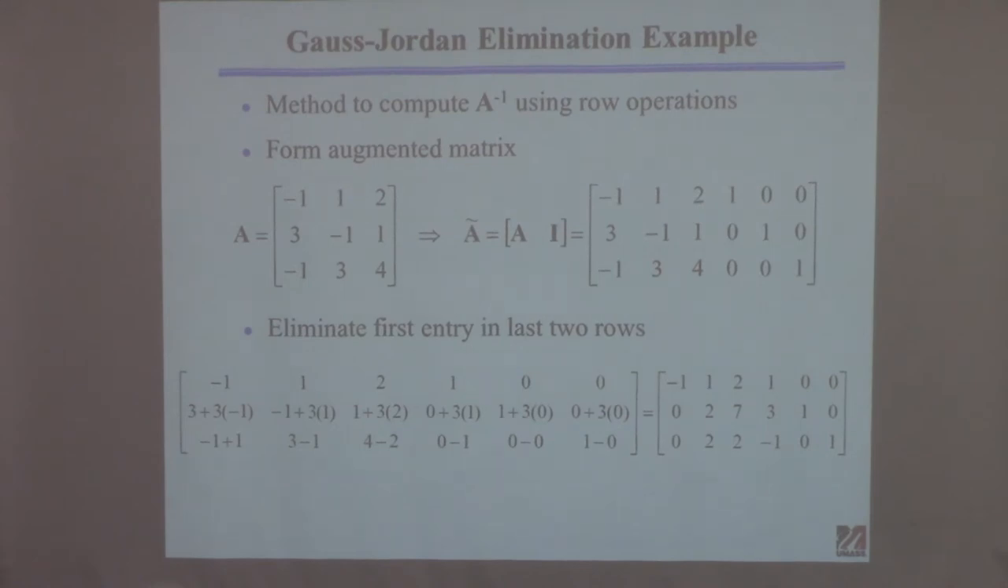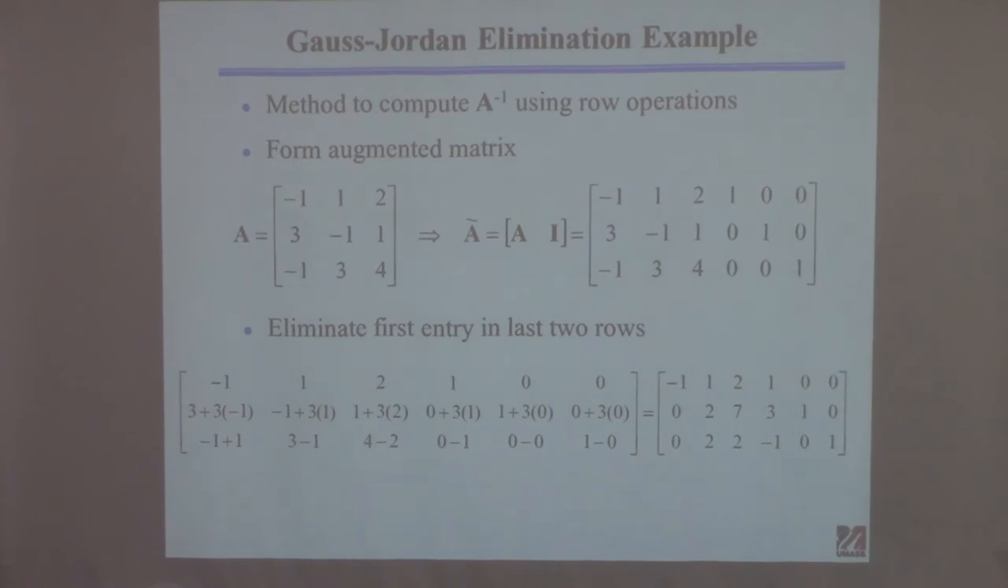First thing I do is form the augmented matrix, right? I form the matrix that consists of A, which is the first three columns, and then I augment that with the 3 by 3 identity matrix, okay? What's my goal? My goal is to manipulate this with row operations such that these first three columns become the identity matrix, then whatever's left in the final three columns will be the inverse.